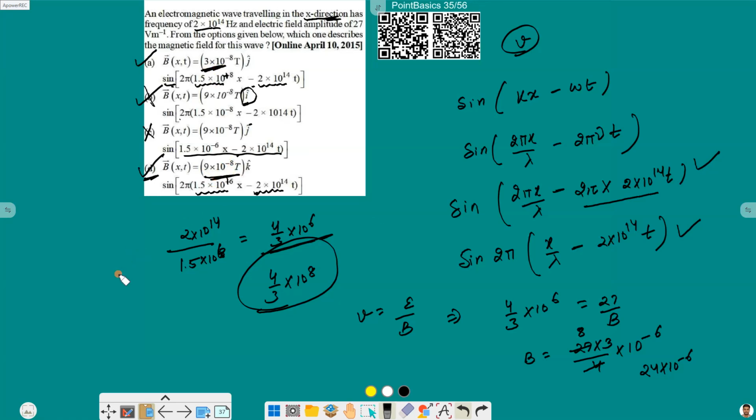Let us check for the second one. Here we have 4 by 3 into 10 raised to power 8 equal to 27 by B. So from this we get B equal to 27 into 3 by 4 into 10 raised to power minus 8, and that will be around 24 into 10 raised to power minus 8. So it has a better match here. Here the power is matching, only the amplitude is slightly variable. So if we use approximation here, then option A is also rejected, and the only viable option is option D. So option D is the right answer here.